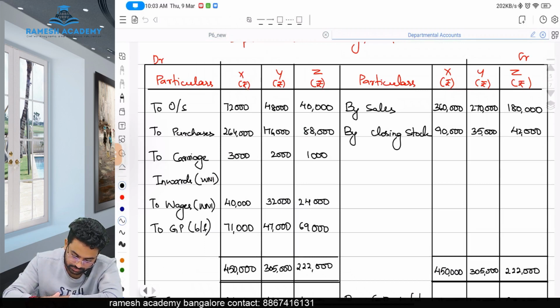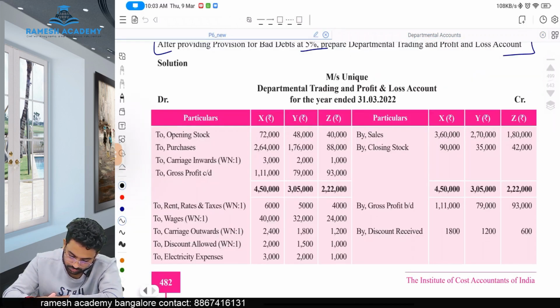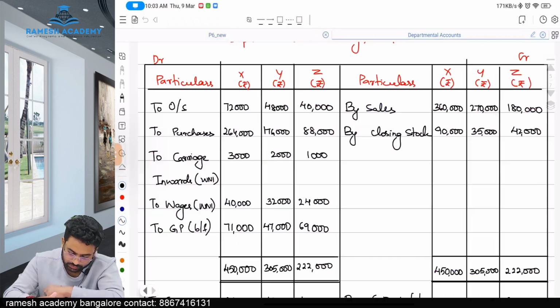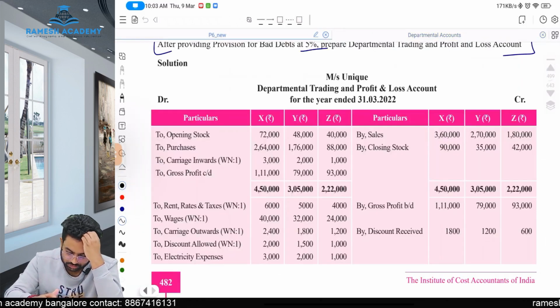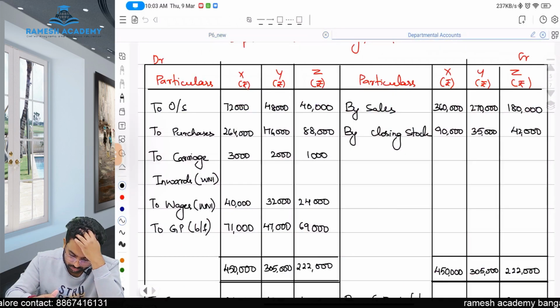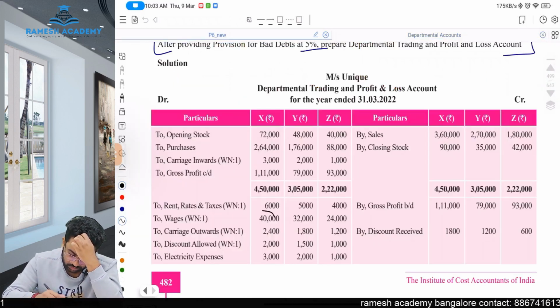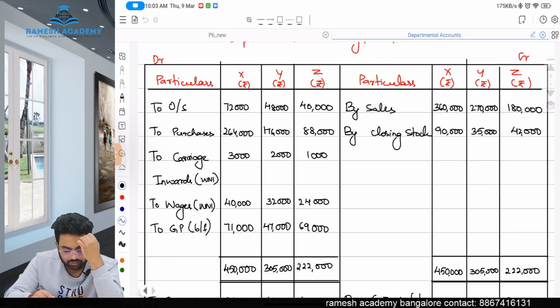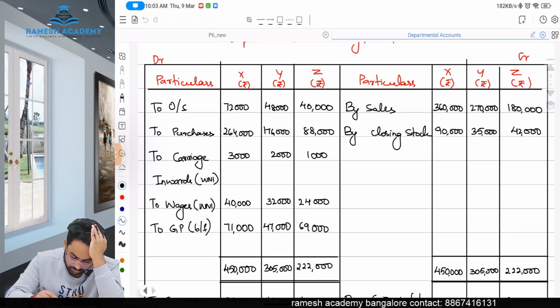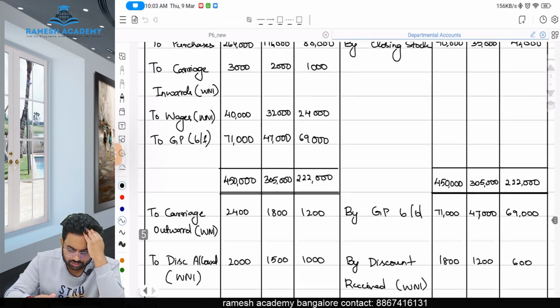Here debit side it is 72,000, 2 lakh 64,000, 3,000, 1 lakh 11,000, 3,000, 40,000 wages, which is charged here 40,000. So 1 lakh 11,000 fell for 71,000. X it is correct. Why are we getting so much? Why are we getting this?